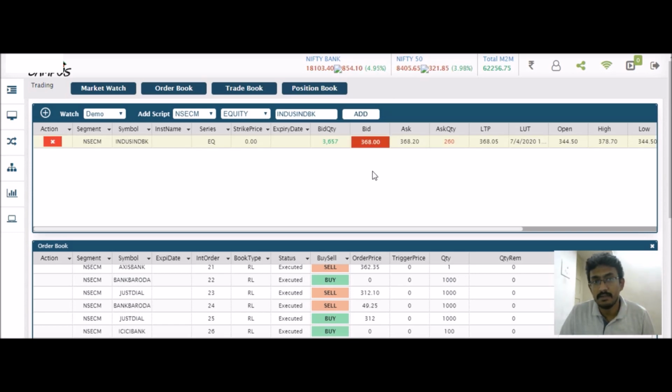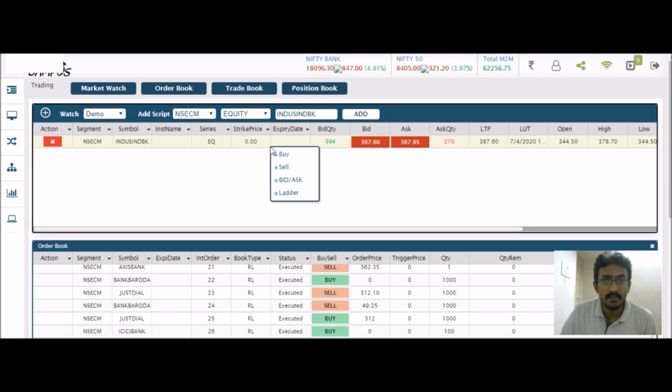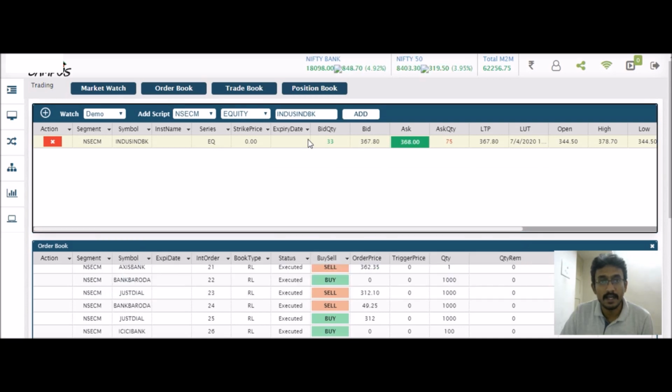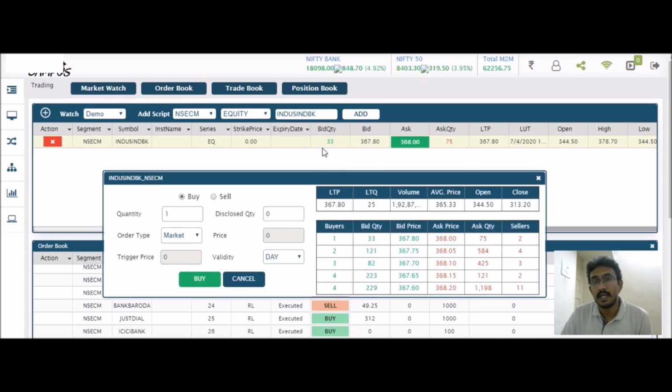After adding the stocks to the watch list, the second step is to place an order. Let's say I would like to buy this IndusInd Bank. I'll right click on this stock, and then select buy. I'll show you once again: go to this stock, right click, and then select buy. I would like to buy 100 units of this particular stock.